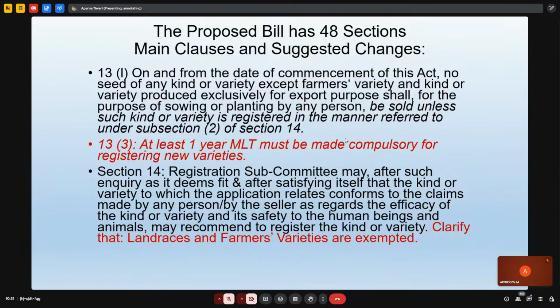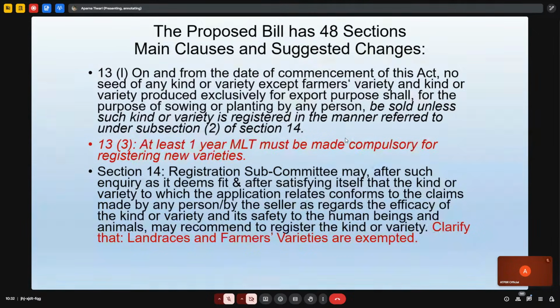But here there is no mention of multi-location trial to be compulsory, whereas last week we had a very big consultation organized by the National Academy of Agricultural Sciences and the Trust for the Advancement of Agricultural Sciences, besides the Indian Society of Seed Technology, Indian Society of Genetics and Plant Breeding, and Indian Society of Plant Genetic Resources.